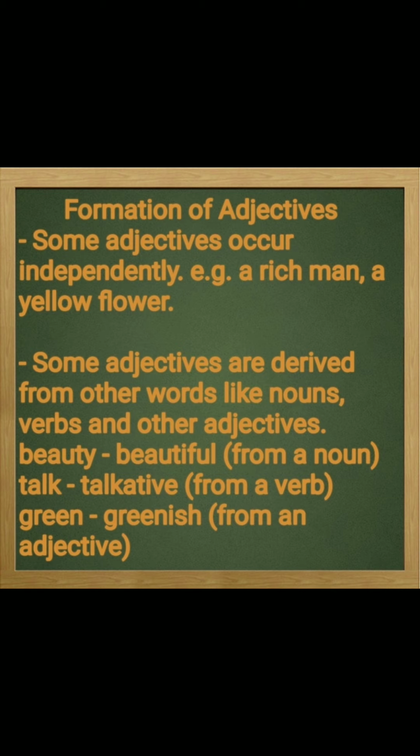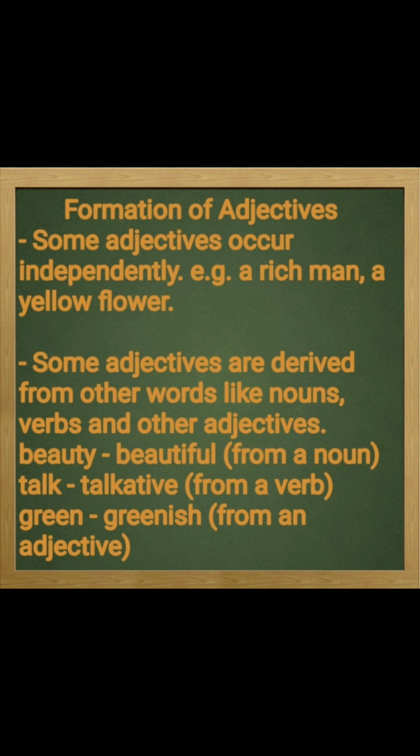So, let's do it. Some adjectives occur independently. For example, a rich man, a yellow flower. Here, rich in itself is an adjective. We have not added any word in front of rich or at the back of rich, so it is an independent adjective. A rich man. What kind of man? A rich man. A yellow flower. What kind of flower? A yellow flower.